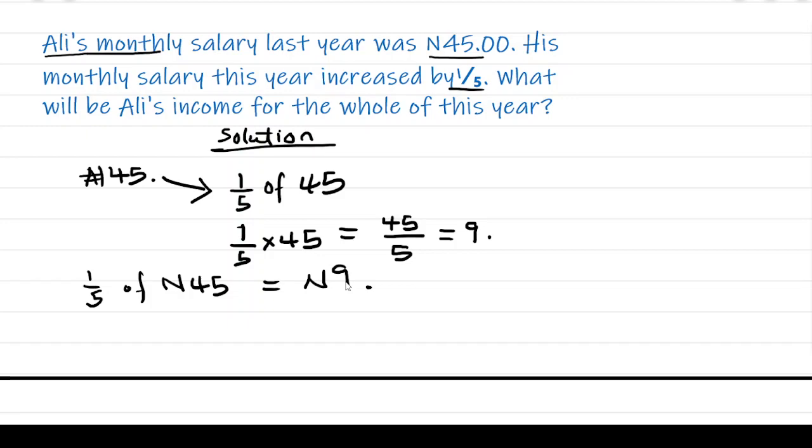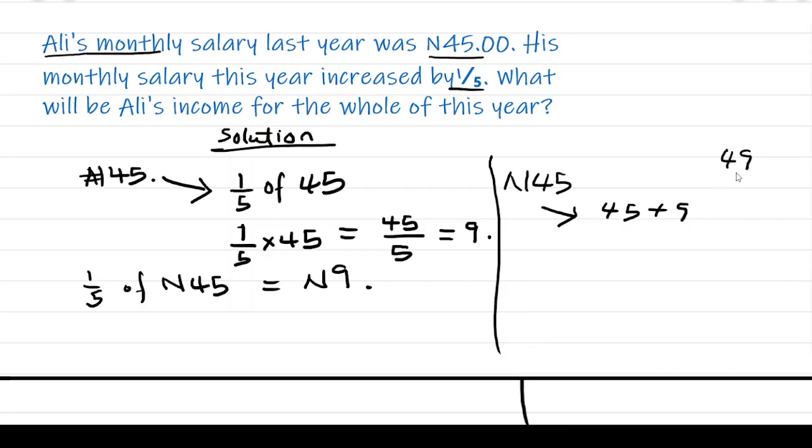So if he was receiving 45 naira before, his salary now should be 45 plus 9, which is 54. So his salary should be 54 naira as the correct amount. So we have answered the question.